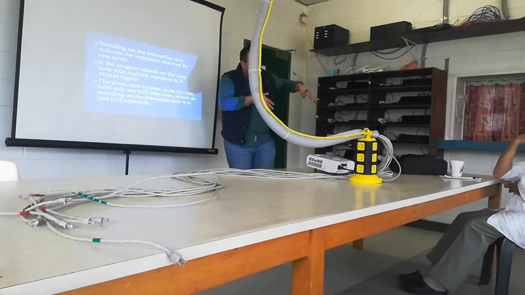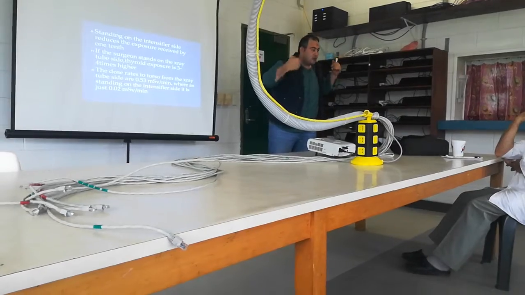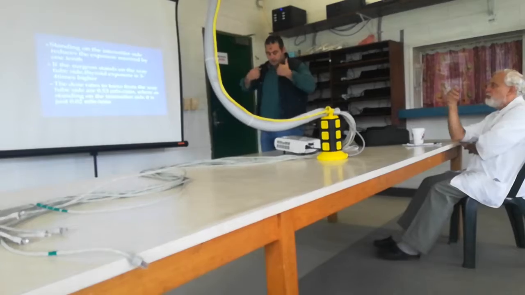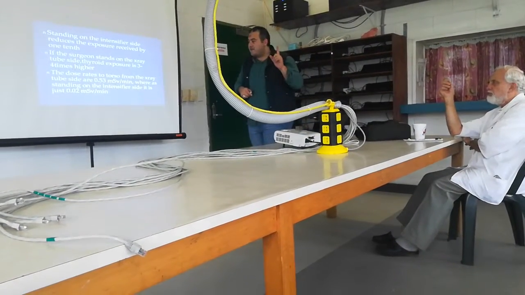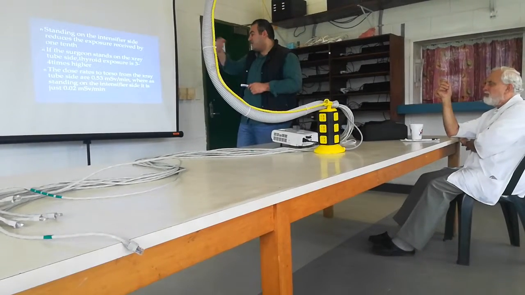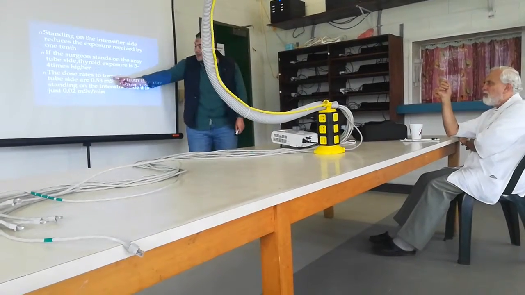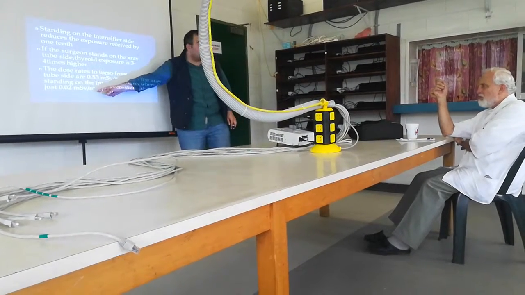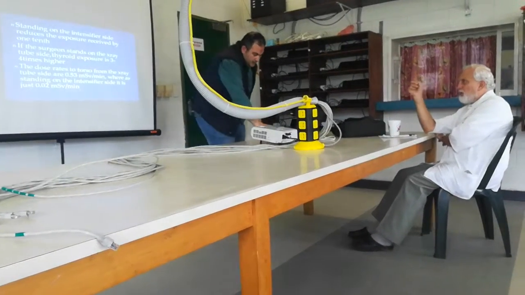So if you stand beside the X-ray tube, your thyroid exposure will be increased, and your total body exposure will be increased. The dose rate to the torso from the X-ray tube side is 0.53 millisievert per minute, whereas standing on the intensifier side, it's 0.02 millisievert per minute. So you can see the great difference between 0.5 millisievert and 0.02 when you are standing on the intensifier side or on the side of the X-ray tube.